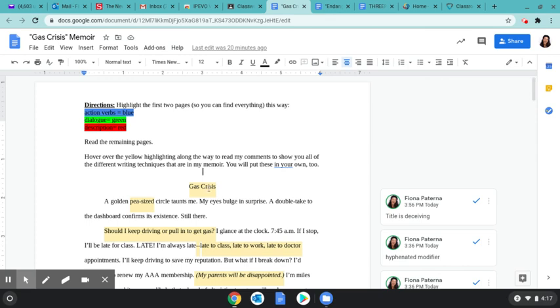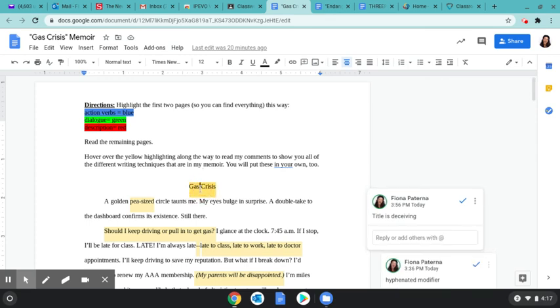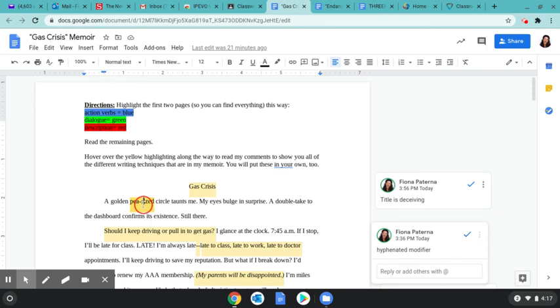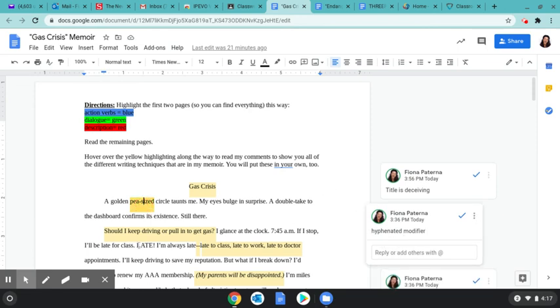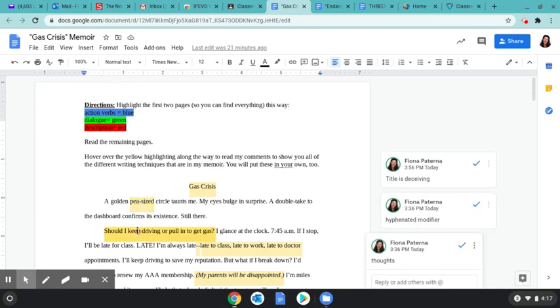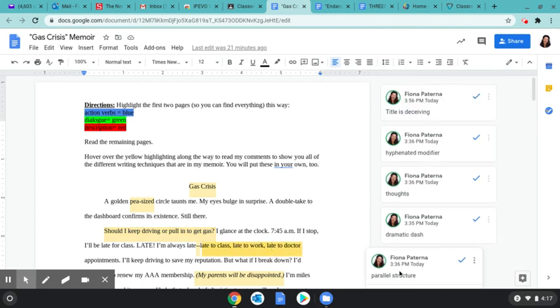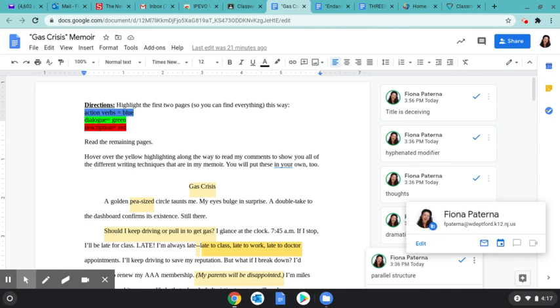So if I hover over, why is this yellow? Gas crisis. It'll bring up my comment. The title is deceiving. Yeah, it is. Is it about the ever skyrocketing prices of gas? Well, no, it's not once you read it. P-sized, what's that? That's a hyphenated modifier. What's this one? Well, that's thoughts. What's this? Click on it. It'll bring you to the comment. That's parallel structure. Late, late, late.